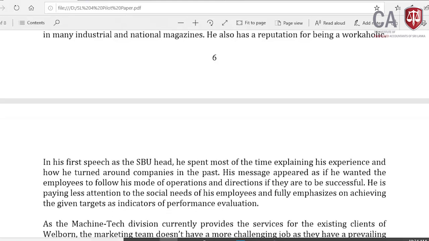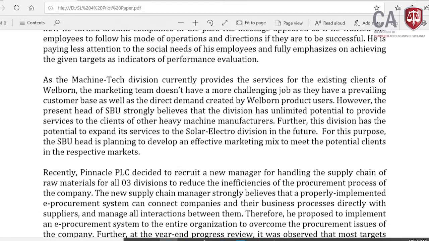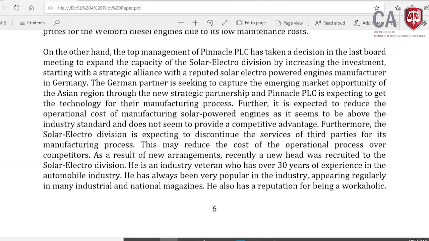As the machine tech division currently provides the service for the existing client of Wellborn. Now, do not get confused.